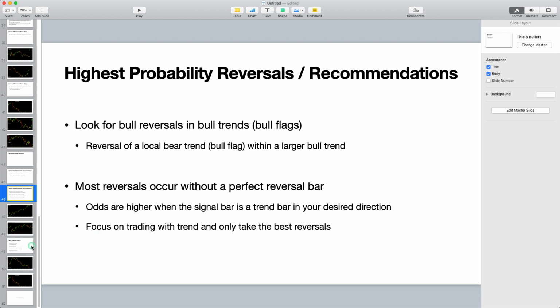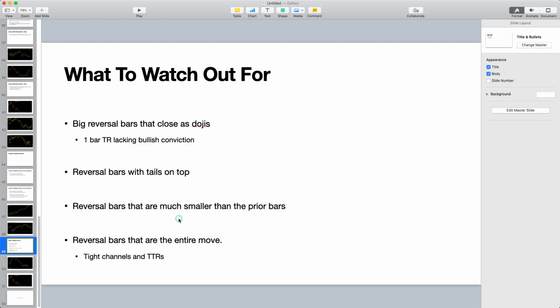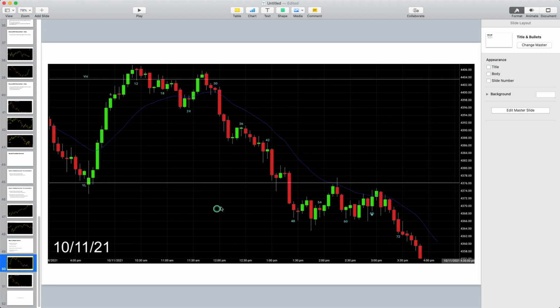In this last section, we're going to talk about some things to watch out for. So the first thing is to watch out for big reversal bars that close as dojis, because when they close as dojis, they're one bar trading ranges that lack bullish conviction. So here, for example, bar 44, right here where my cursor is, had a big tail on the bottom. It's a failed breakout below the low of day, but why couldn't it close with a big bull bar closing near its high? Why couldn't it close above the prior bar's close? Those are signs that the bulls are not as strong as they may seem just because of this tail.